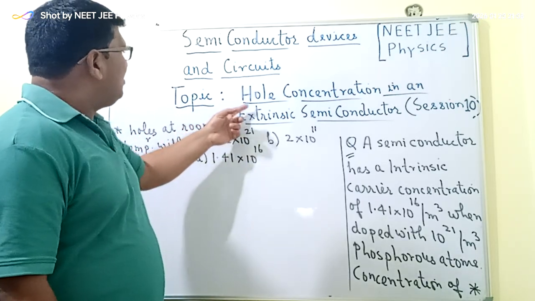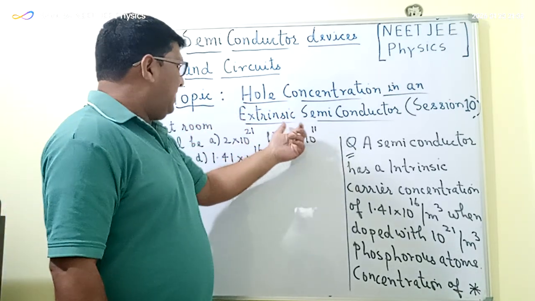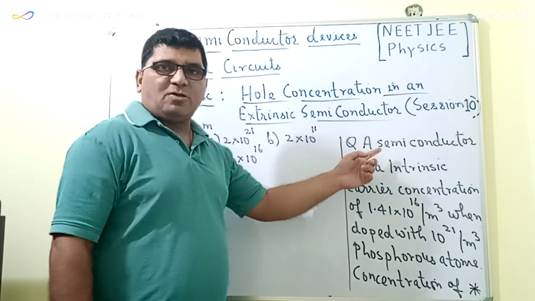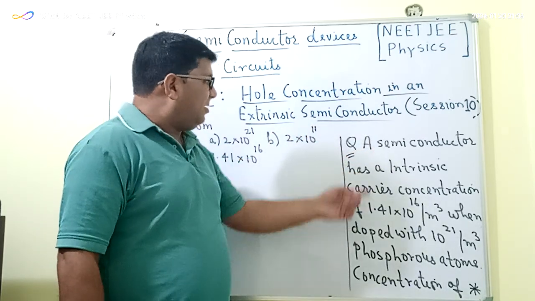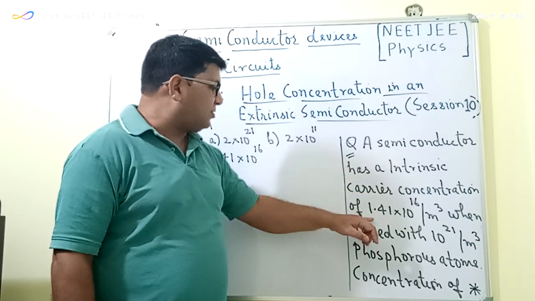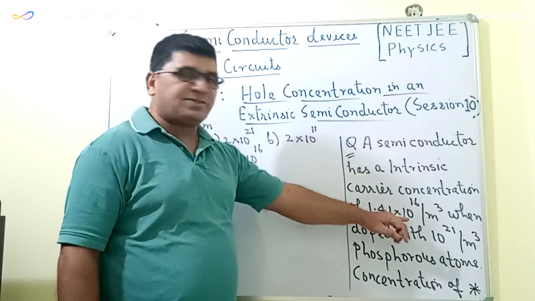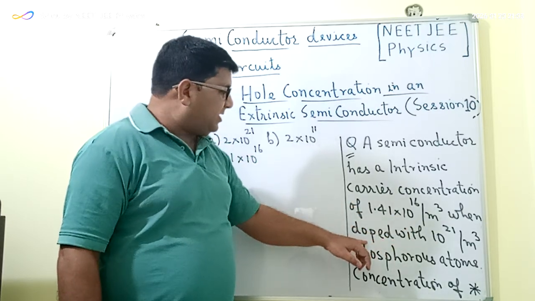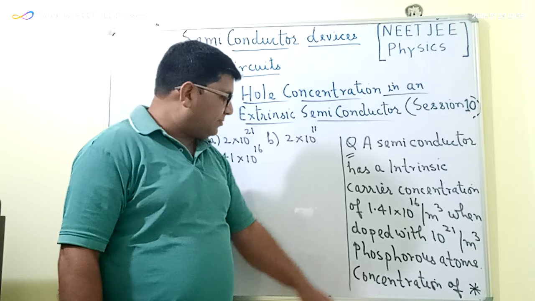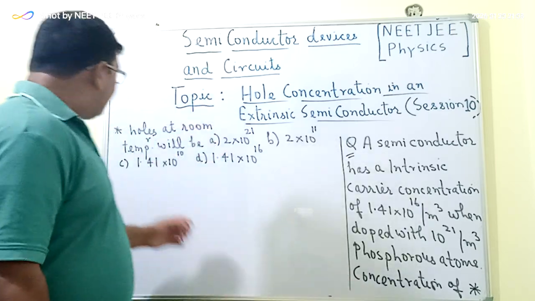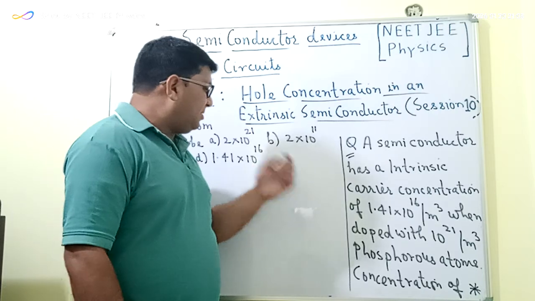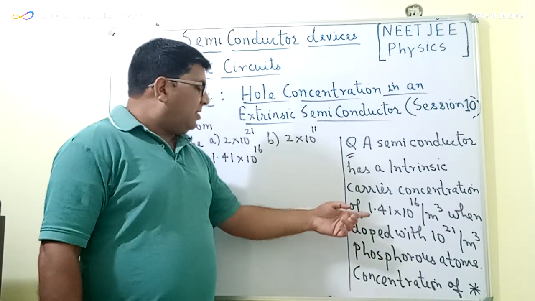The topic is the calculation of hole concentration in an extrinsic semiconductor. Based on this topic, I have one question for this session. The question is: a semiconductor has an intrinsic carrier concentration of 1.41 into 10 to the power 16 per cubic meter when it is doped with 10 to the power 21 per cubic meter phosphorus atoms. The concentration of the holes at room temperature will be, so we have four options here and we have to find the correct option.